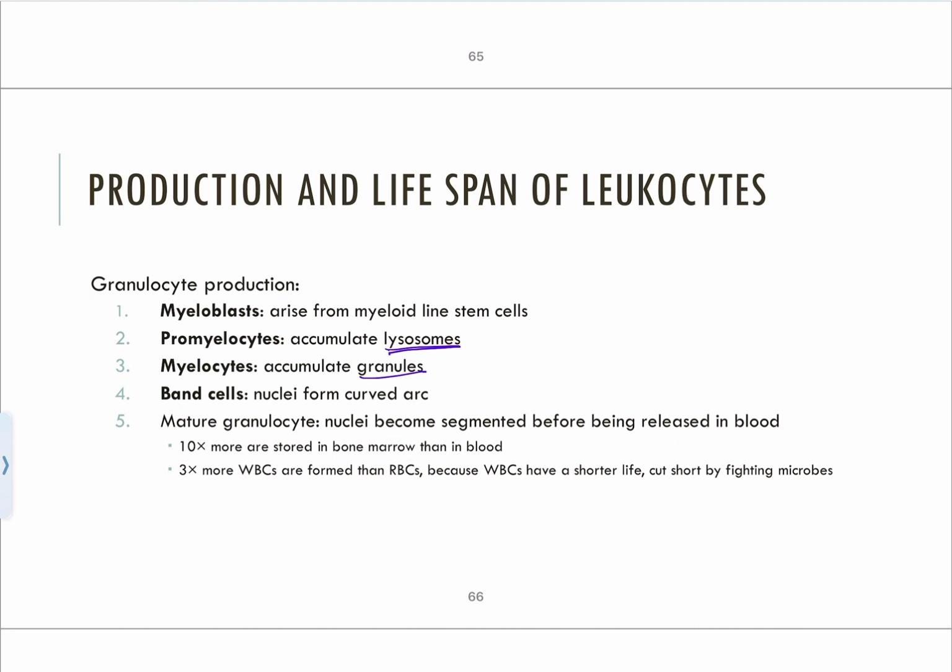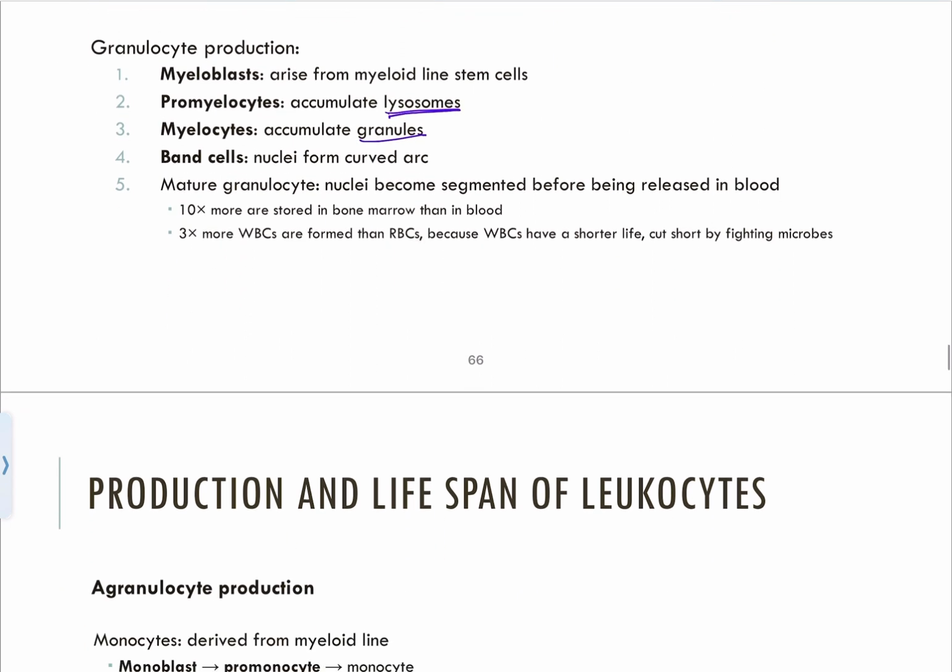When we're talking about storage, we actually have 10 times more granulocytes stored in our bone marrow than in our blood itself, and about 3 times more white blood cells are formed than red blood cells, because remember, white blood cells have a much shorter lifespan because a lot of them die fighting, basically, as they're trying to protect our body against these foreign invaders.